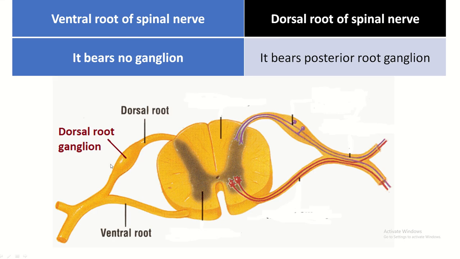The dorsal root bears the dorsal root ganglia, which contain the pseudounipolar sensory neuron. The ventral root is devoid of ganglion. So, we can easily identify the dorsal root by the dorsal root ganglia.